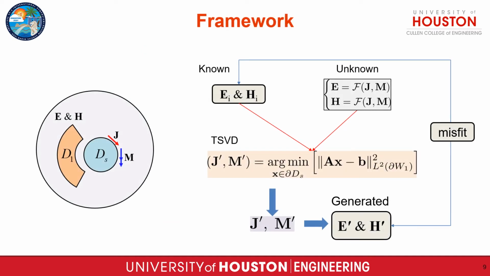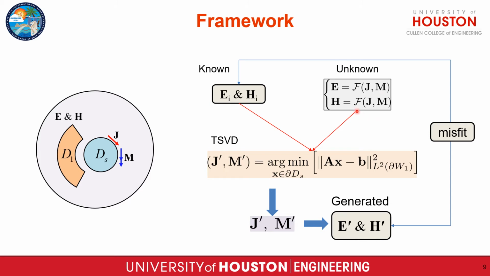In previous slides, I just showed the forward modeling and inversion separately. In this slide, I will show a big picture of this method. In this figure, let's recall the goal of our study. We need to figure out the J and M given the E and H field in this region. So we know the E and H field, and we don't know the J and M.